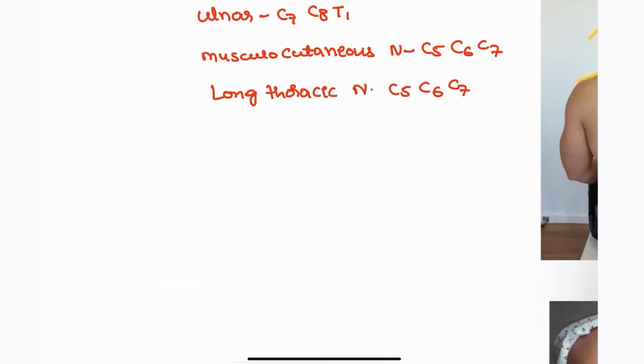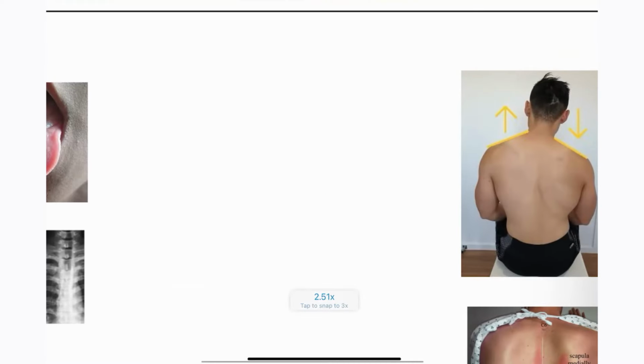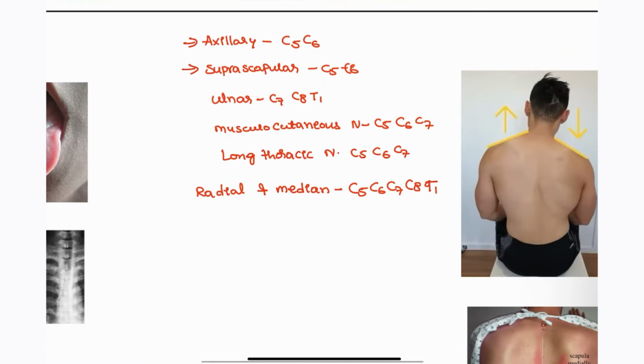Next, coming to the radial and median nerves, which consist of all five, guys: C5, C6, C7, C8 and T1. All will be present in the radial and median nerves. This point is also important and can be asked in the examination.